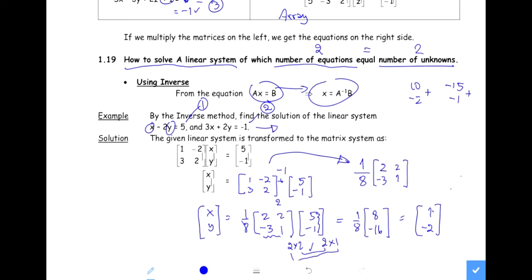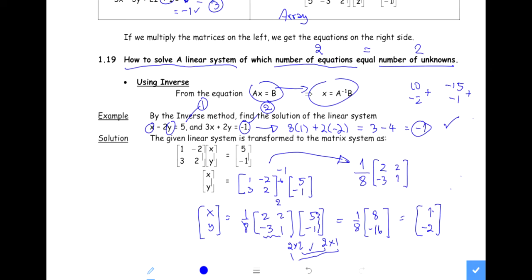X is 1, so 3 times x is 3, added to 2 times y, which is negative 2, so 2 times negative 2 is negative 4. And 3 minus 4 is minus 1. Exactly equal. You can see, right? So this is correct. If you want to check more, you can just go there. I don't want to do it now. You just put x and y there and you can check your answer.